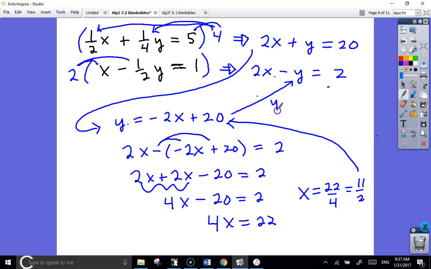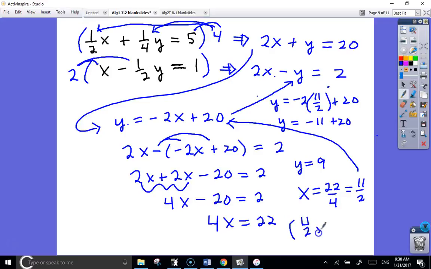So this would be y equals negative 2 times 11 halves plus 20. Y equals, what's negative 2 times 11 halves? Negative 22 over 4. It's negative 11. Now you won't go negative 22 over 4. Remember, you only multiply the numerator. It could be negative 22 over 2, but that's negative 11, right? The 2's cancel. Negative 11 plus 20. So y equals 9. So the solution is the point 11 over 2, comma, 9.